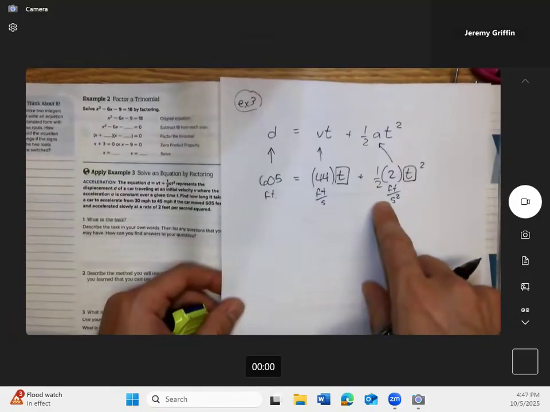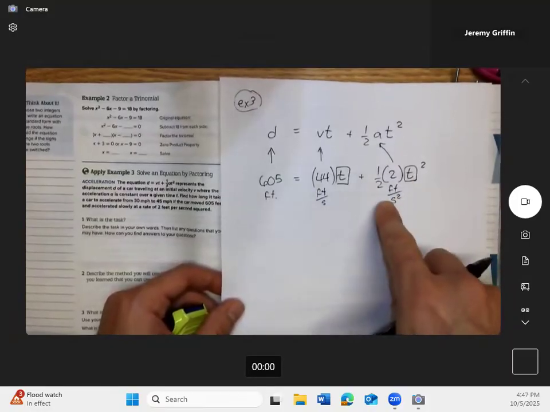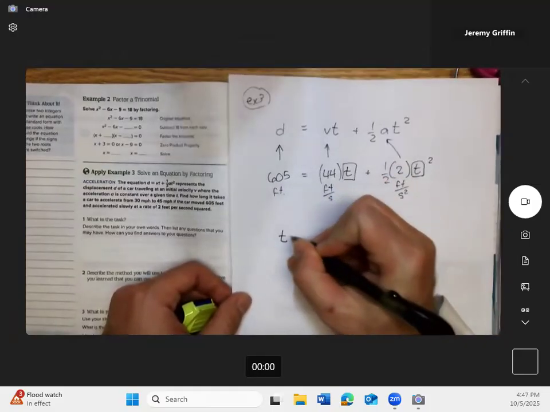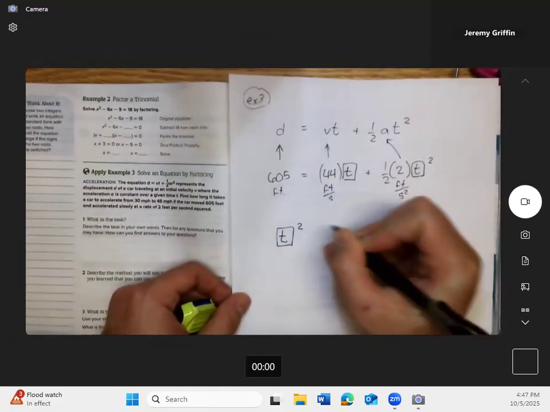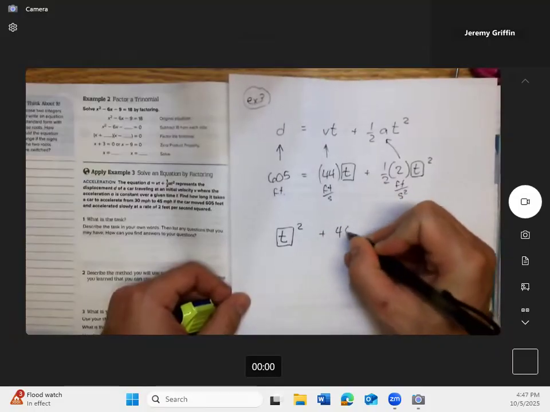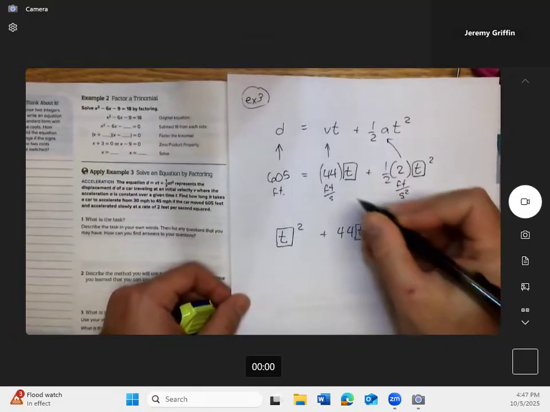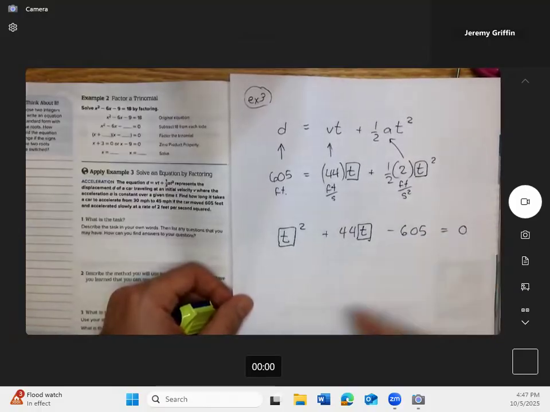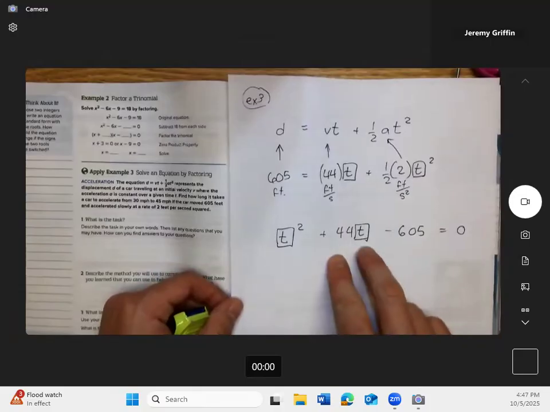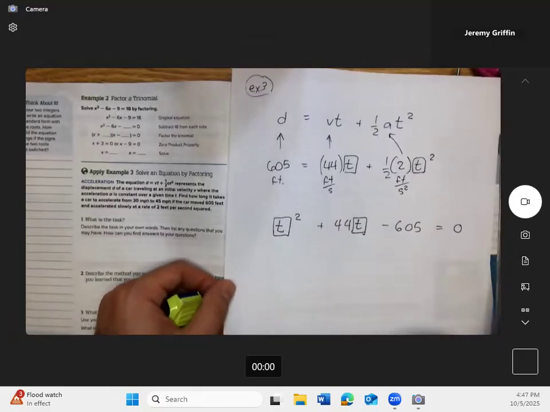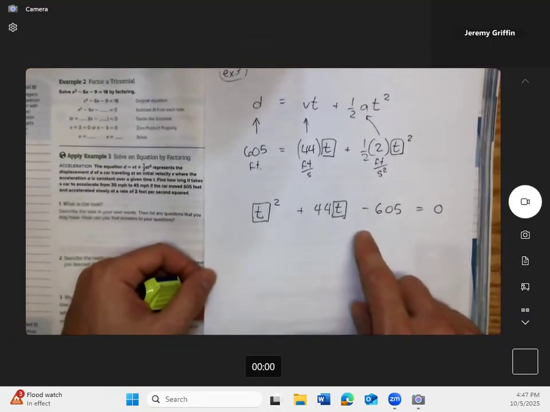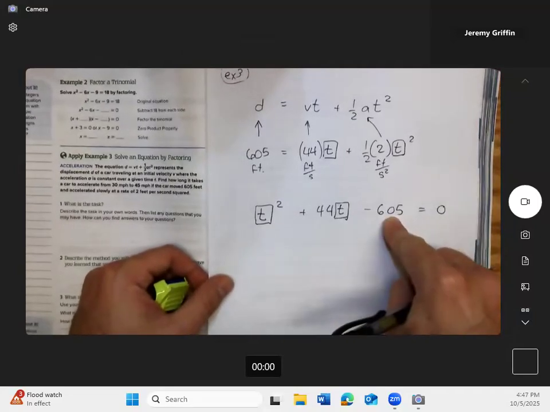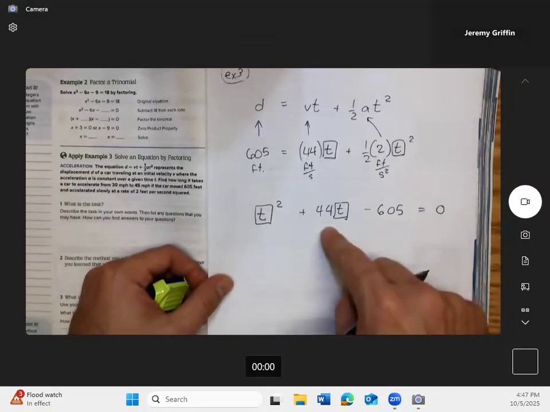Okay. Let's see. I can rearrange this a little bit, clean this up. Like a half times two is just one. Here, let me switch this. So I got t squared plus 44t. I could subtract 605 and say that's equal to 0. Right now it's all in terms of feet. It's feet per second times seconds and so on, so all consistent units. Okay. So what are two numbers that multiply to negative 605, but add to 44?